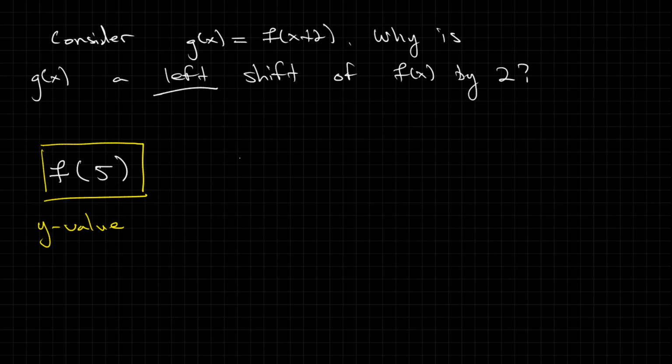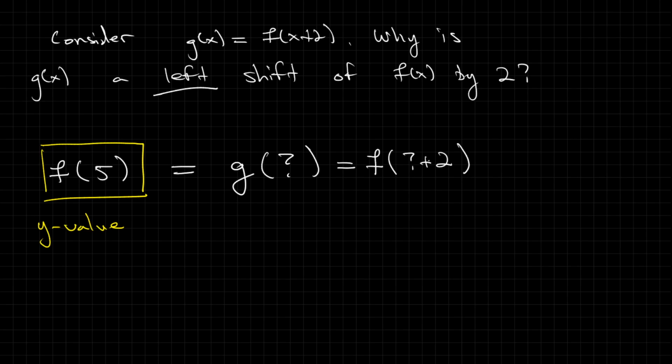Now let's ask ourselves, what x value would I have to put into the function g so that I get the same output, I get the same y value? Well, g is f of x plus 2. So if you're going to do g of some x value, then you would have to do f of whatever that x value is, and you're going to have to add 2 to it.